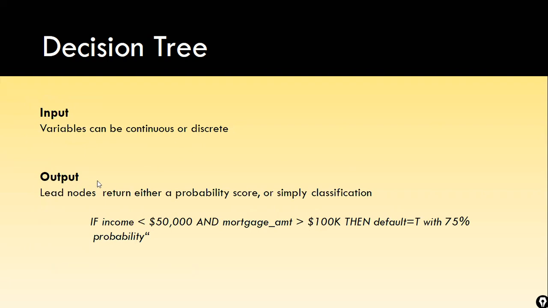The output: once I fit the decision tree model, what would be the output? Like a logistic regression, it gives you the probability score. It assigns the predicted class label. The other one is that it gives you the rules, and with that, you can generate rules like this: if income is less than some value and mortgage amount is greater than some value, then the customer is going to default with 75% probability.